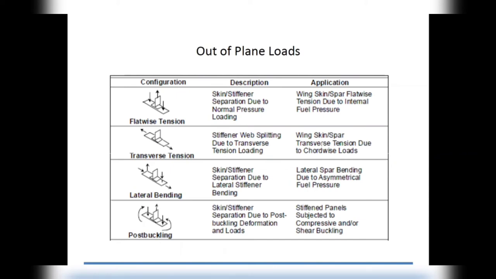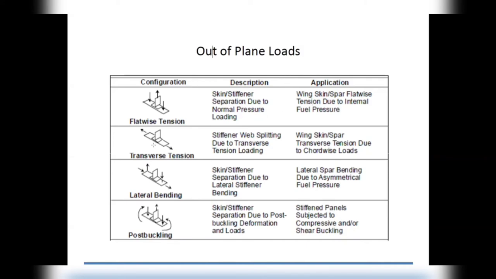For example, here you have a flat-wise tension configuration where the stiffener is pulled away from the base structure. An example of that would be skin stiffener separation due to normal pressure loading conditions. An application of that is going to be a wind skin or spar flat-wise tension due to internal fuel pressure. That's an example where you could see that.